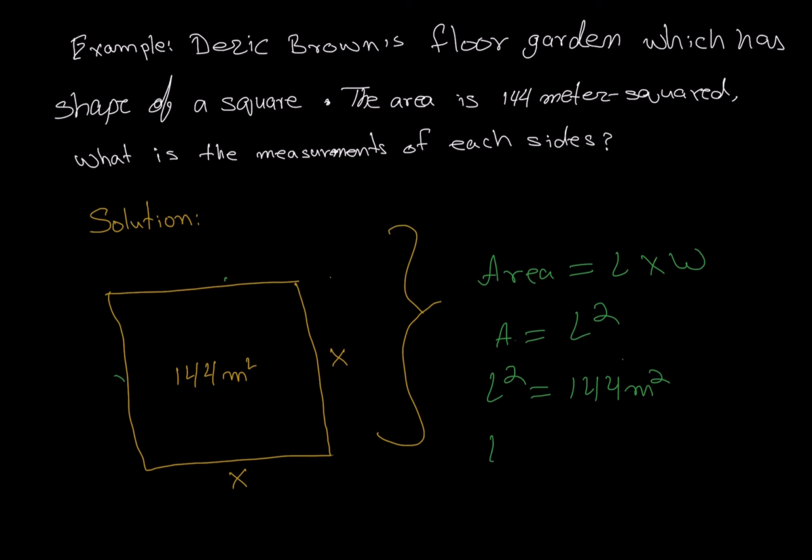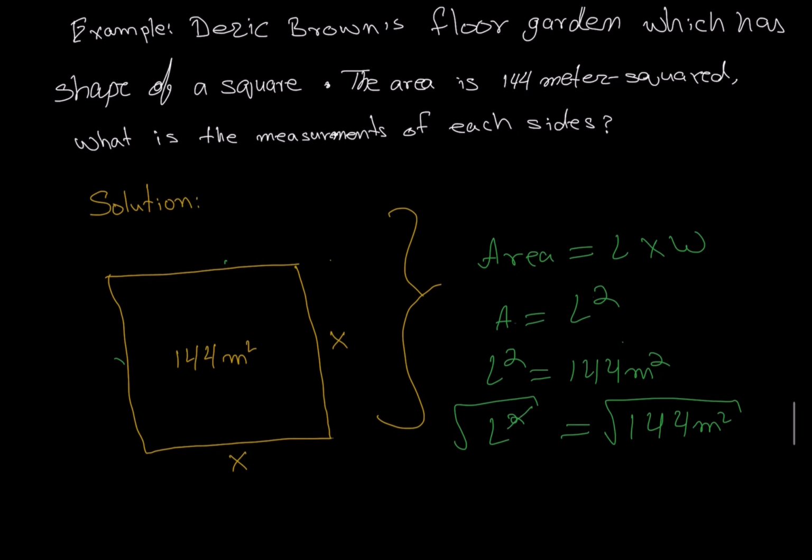So what we can do, length squared, we can put under a square root, and we can also put 144 meters squared under the square root, both sides. So this will cancel out with that. L is equal to the square root of 144. We can simplify that, it will be 12 meters times 12 meters, because meter times meter will be meter squared.